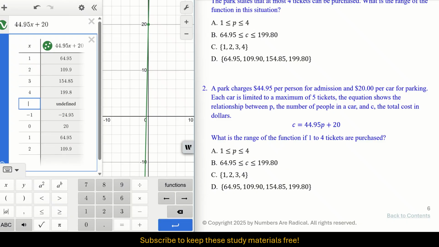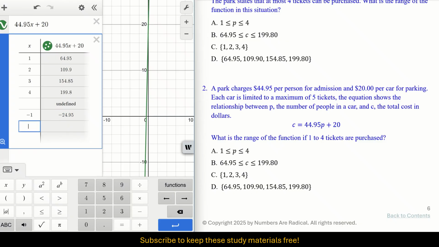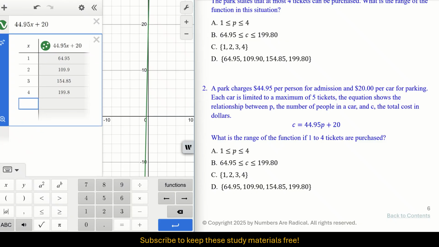Really don't need the others, so I can get rid of those. But what I like to do is go to the bottom and then use the back button so I don't get rid of anything important accidentally. Okay, that verifies option D. That option D is what we needed.